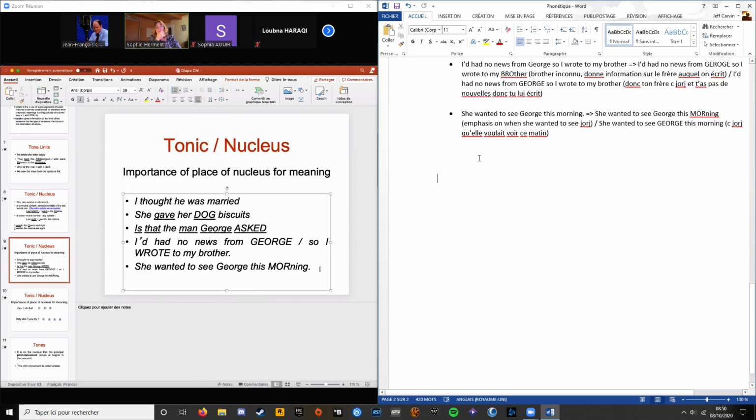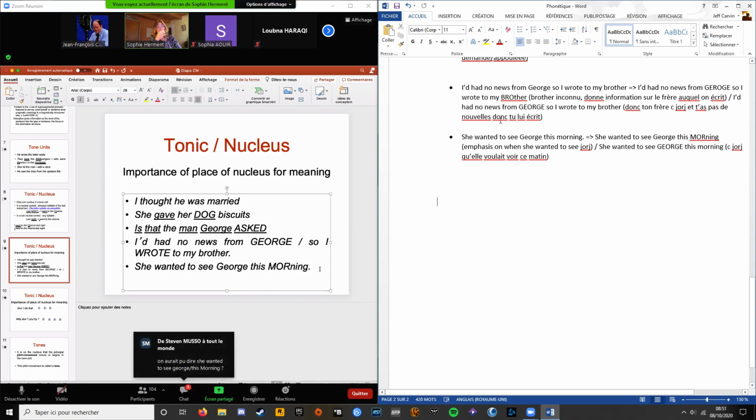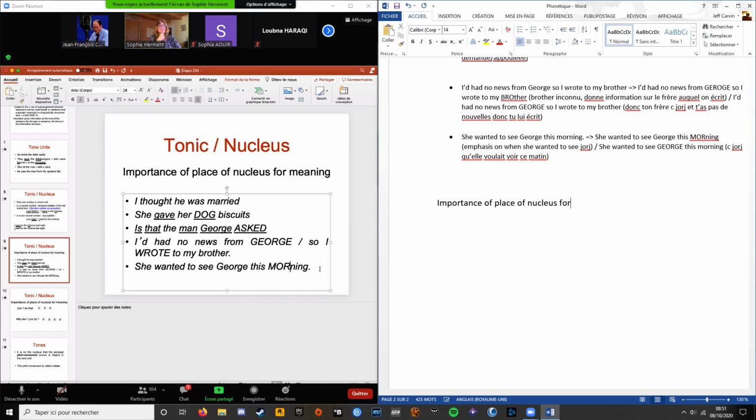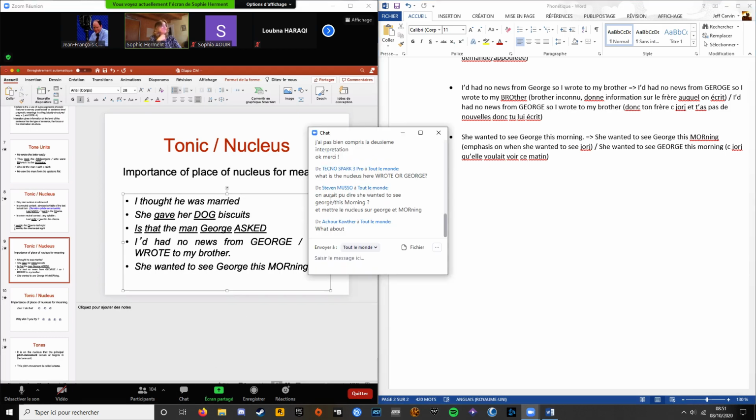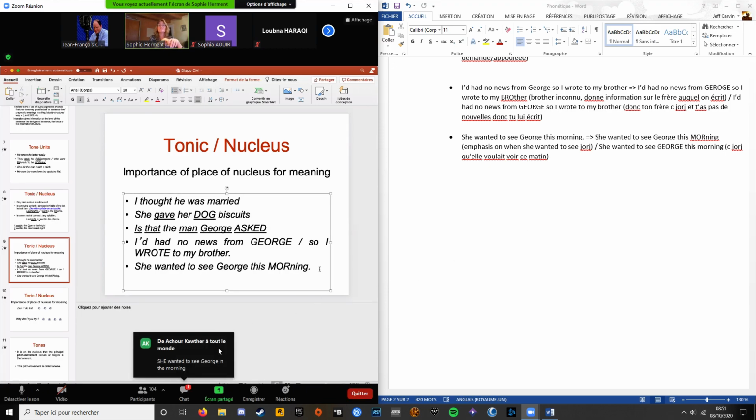I think I'm forgetting something I wanted to tell you. On aurait pu dire she wanted to see George this morning. This would sound a little bit strange if you say she wanted to see George this morning. This would seem like an addition. Et mettre le nucléus sur George et morning. Ouais, non, ça fait bizarre. But she wanted to see George this morning. And yes, it would really sound like an addition. And you forgot to say this morning and you add it. But really the context will help you with that.